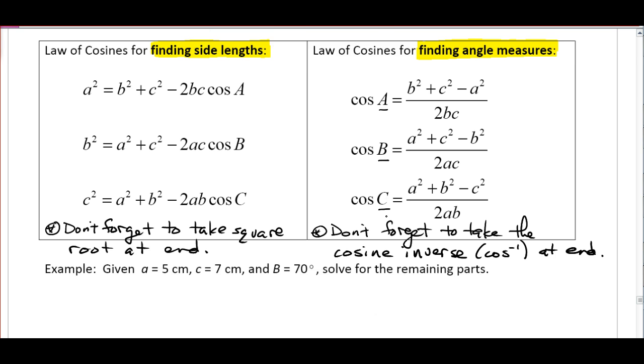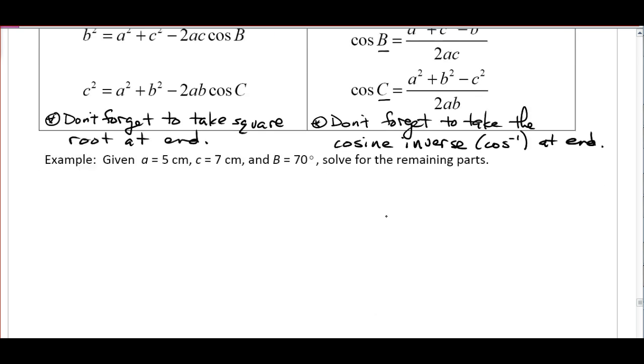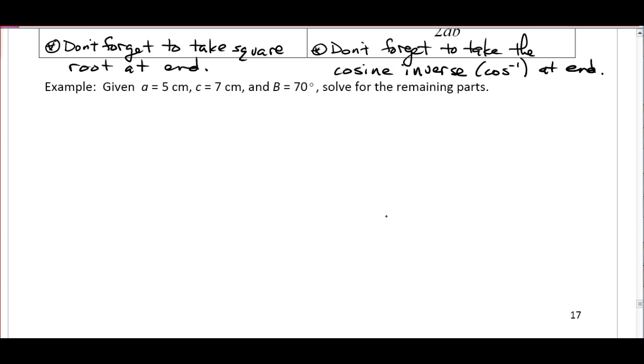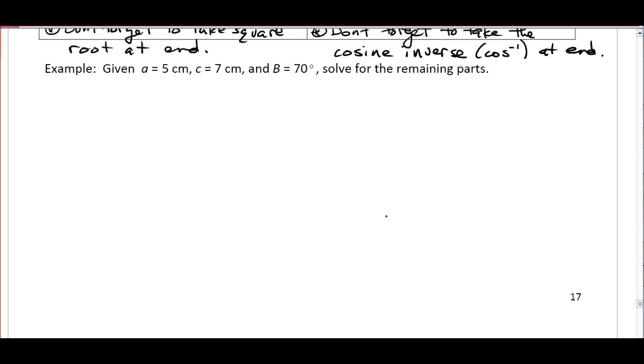Okay, so let's take a look at a couple of examples, and then you can try the practice problems at the end of the packet. So I'm given that a is 5 centimeters, c is 7 centimeters, and B is 70 degrees. So I'll usually just draw my same generic triangle. Doesn't really matter how you draw it, just make sure you label it appropriately.